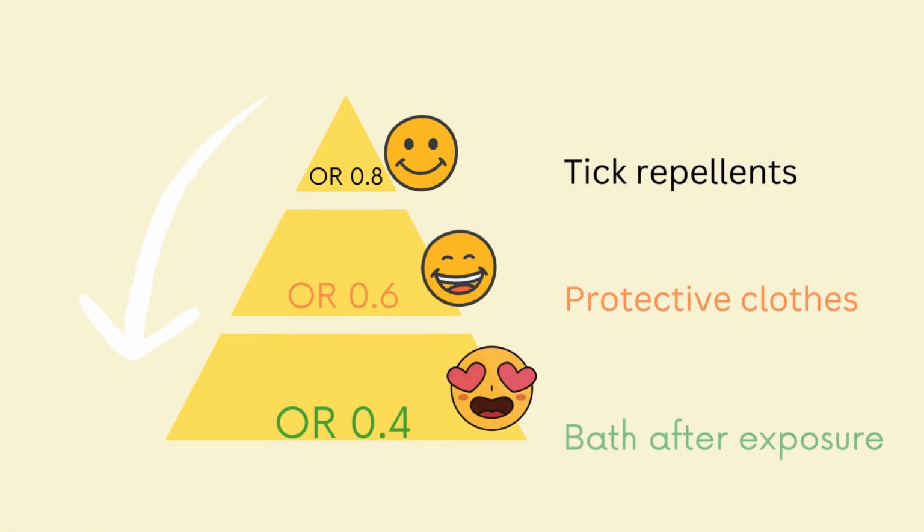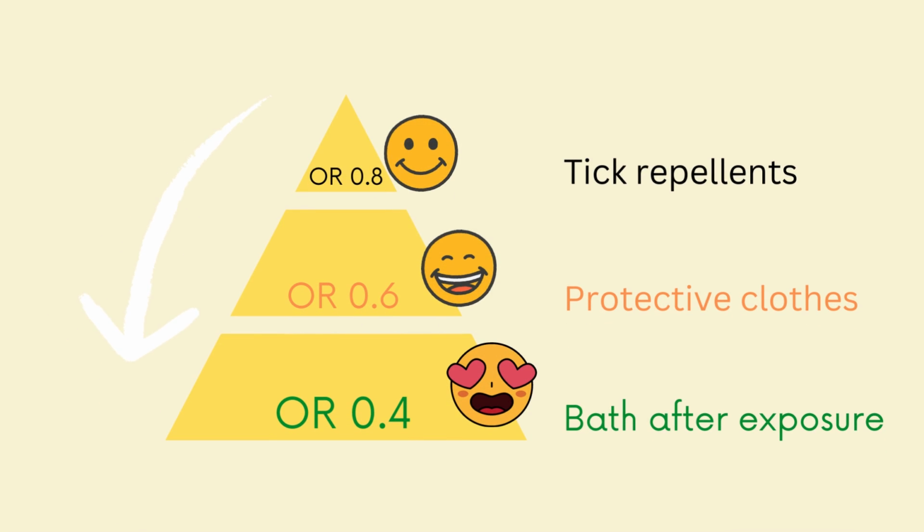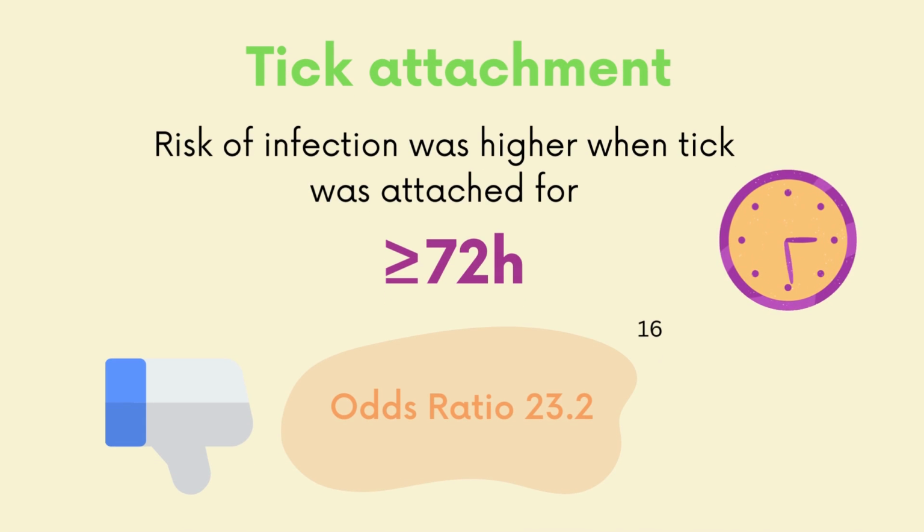When talking about preventive factors, the further the odds ratio is from 1, the more efficient the preventive action would be. For instance, taking a bath was a stronger preventive factor than wearing protective clothes. And this one was a stronger preventive factor than the use of repellent. The duration of the tick attachment to the skin is an important risk factor. And a study showed that the odds of having Lyme disease after 72 hours of tick attachment was 23 times higher.